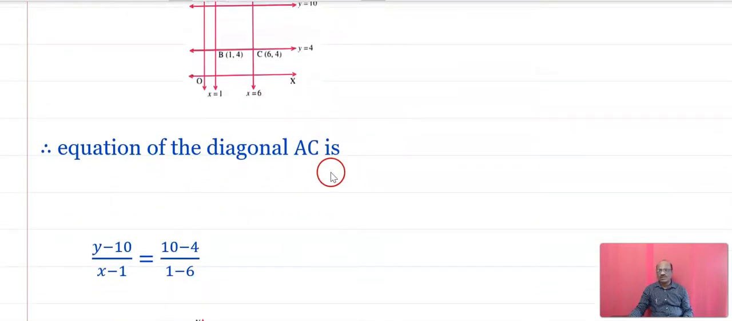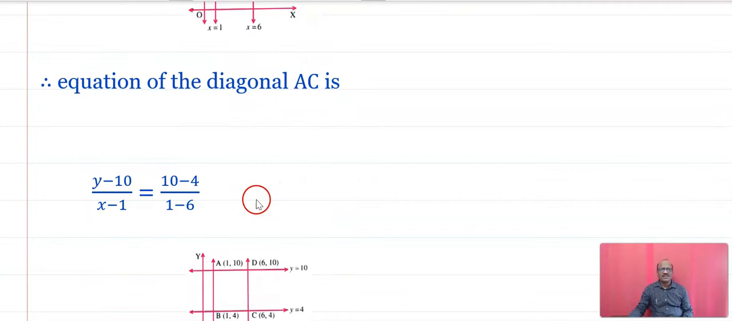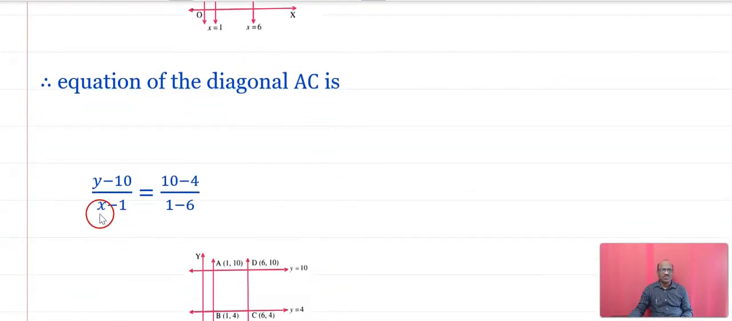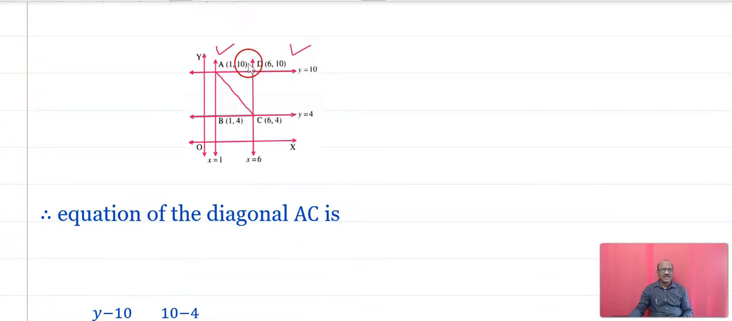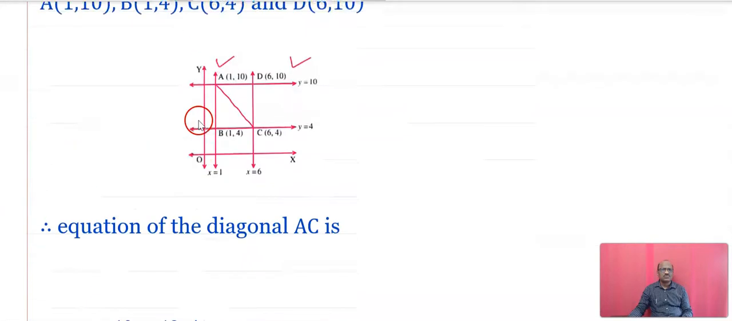Equation of the diagonal AC. Now find the equation of the diagonal AC. See this here. If I draw the diagonal AC like this, then I can find its equation by first finding its slope and passing that line through one of the points, that is A or C. Here the equation is y minus y1 upon x minus x1, where x1, y1 are the point, and here their slope. What is that?